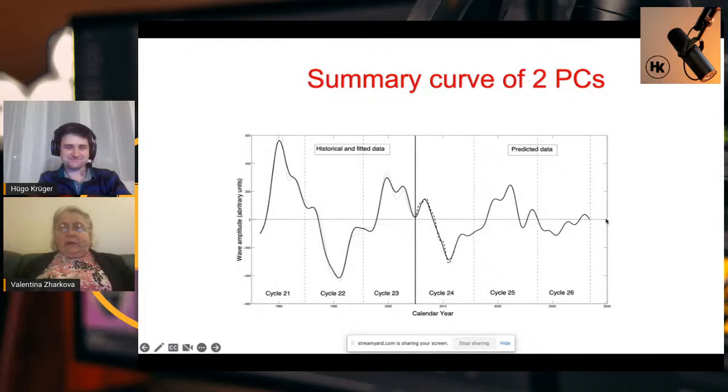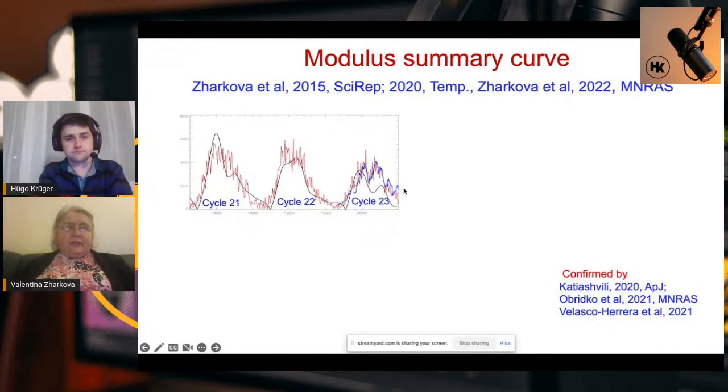This is the summary curve with positive and negative polarity. If I use the modulus of this curve, I reflect the negative to the positive, like taking the absolute value. So I get this one, the curve which defines very closely the average sunspot number. So my modulus summary curve is our solar activity index, more or less.